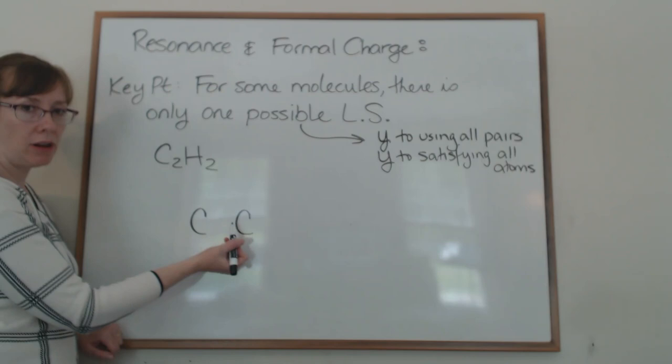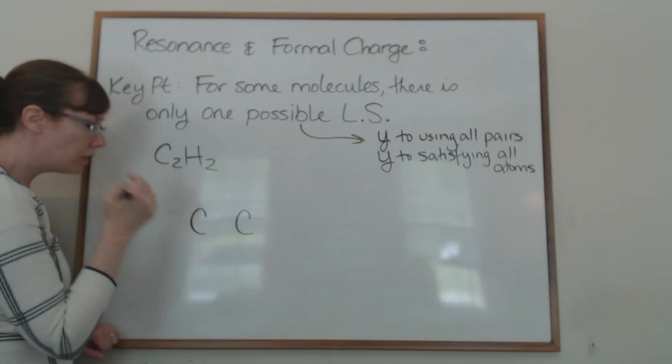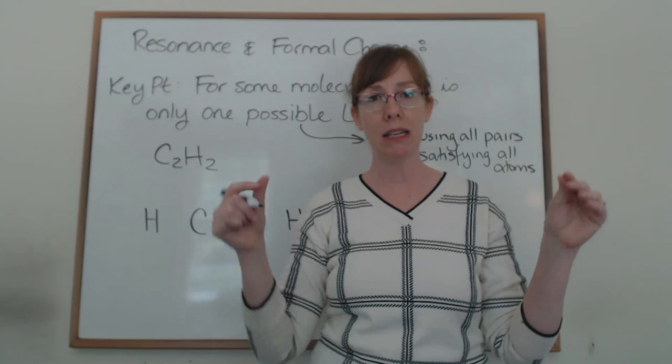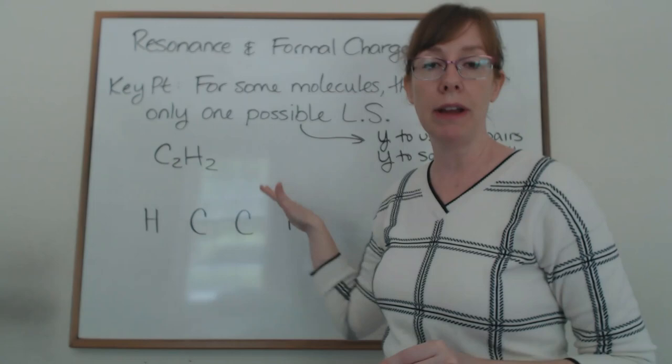And then hydrogen can never be connected to multiple things. That's why hydrogen has to be terminal. Hydrogen always has to be hanging off the side of a Lewis structure because it can only form one bond, because it can only make a duet. So that really tells you where the hydrogens need to be, always on the periphery of the Lewis structure. So C2H2, that's me arranging the atoms.